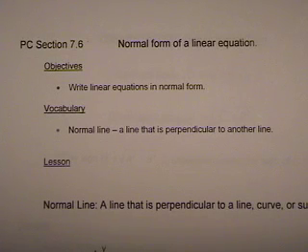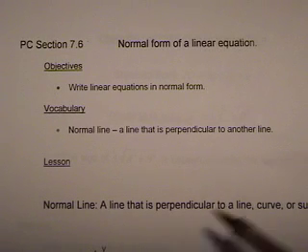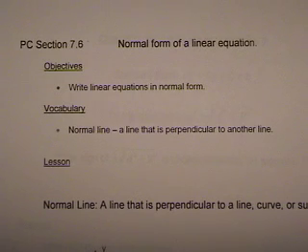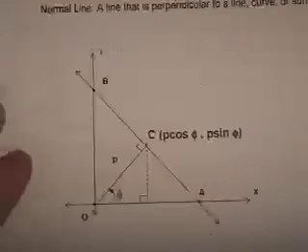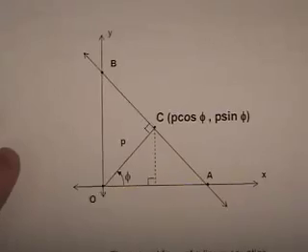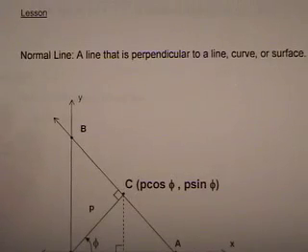Okay, let's jump to 7.6. We're going to need 7.6 to go on to 9.4. So let's look at this graph. We're going to introduce two new things here. First, let's go over what a normal is.